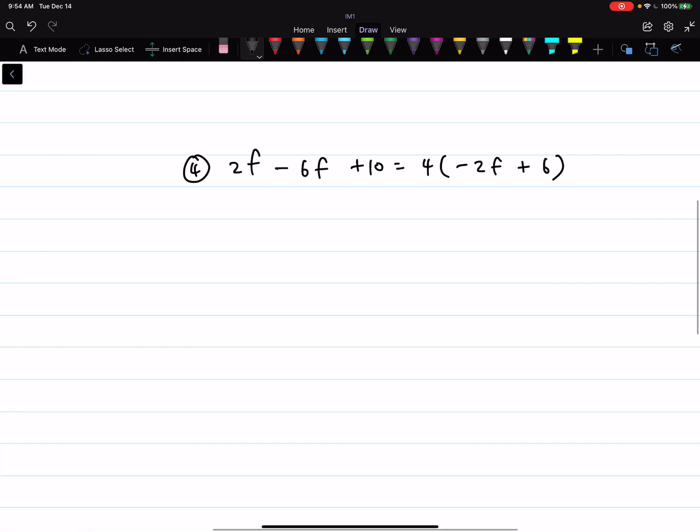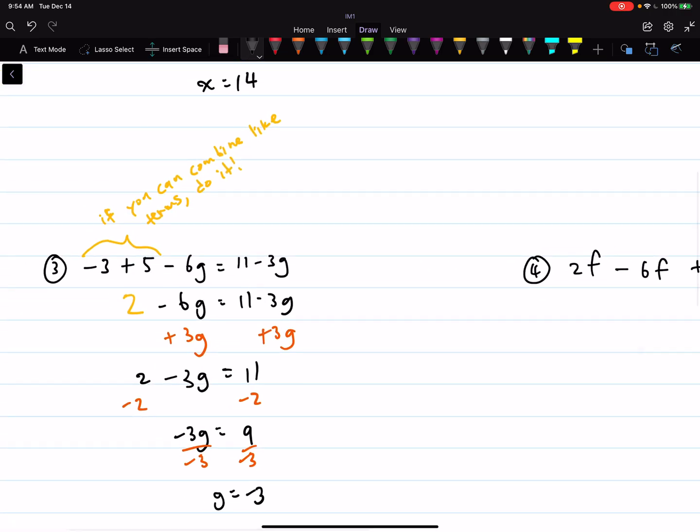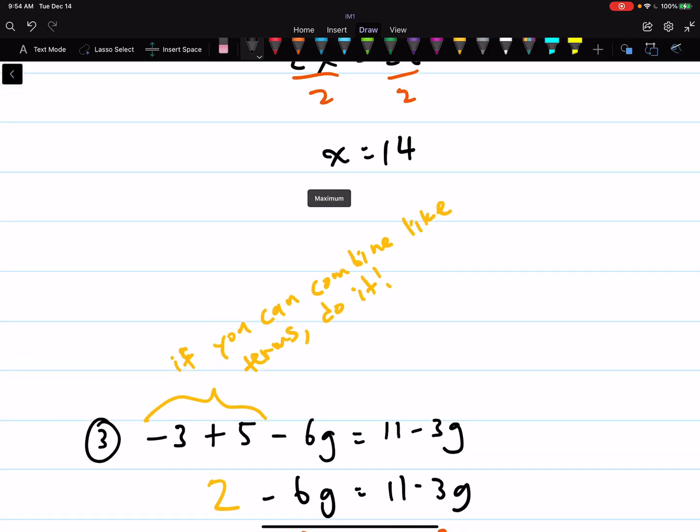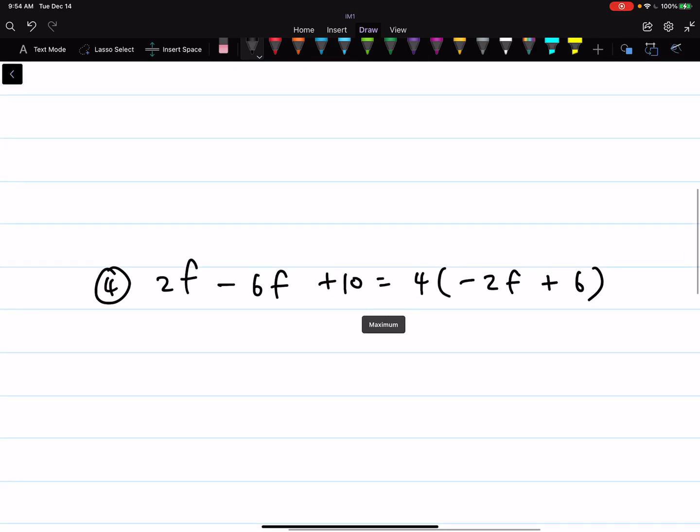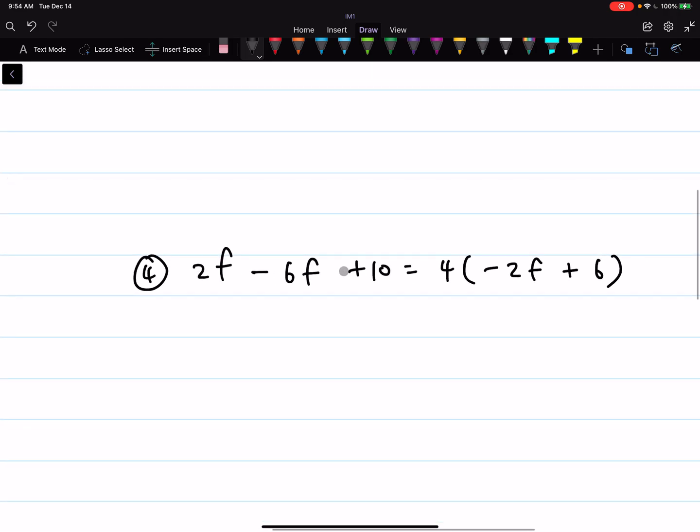Let's try this one. As you can see, if you can combine like terms, do it, right? As you can see right here, you can combine like terms. Why? Because 2f and -6f are like terms. I can't combine these and that because 10 doesn't have a variable with it, right? So 2f minus 6f is -4f plus 10 is equal to 4.